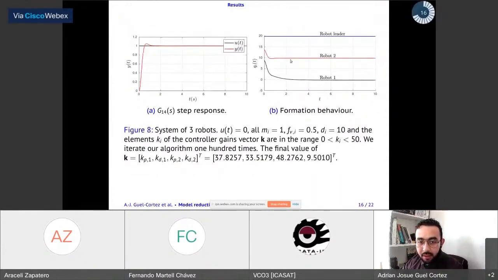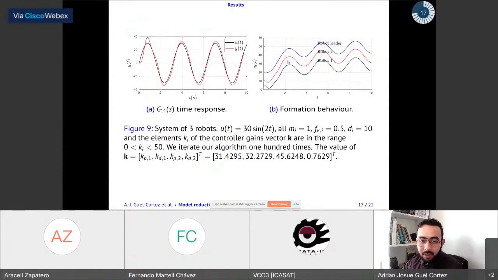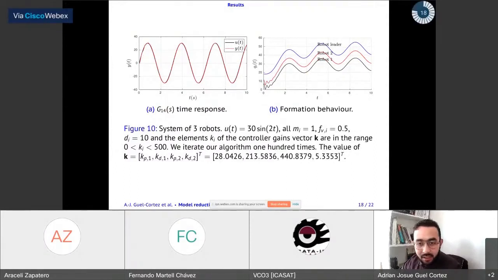So here is another result. I may also do some tracking by changing my desired position to something that is varying over time. And well, that's basically it. I think I was almost running out of time, sorry.